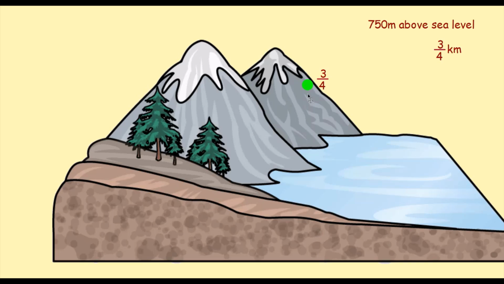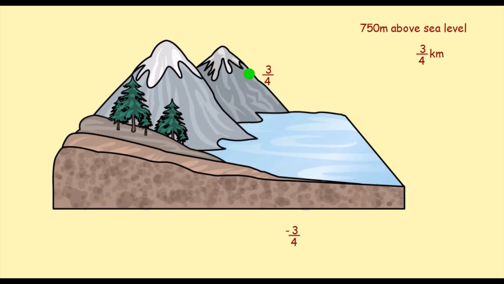Now if a situation comes, 750 meters below sea level, how will you represent it? Of course it will be negative 3/4. Is negative 3/4 an integer? No. Is it a fraction? Since a negative is there in the numerator, it cannot be a fraction. So we have to extend our present number system to represent this type of numbers. And this type of numbers we can call rational numbers.